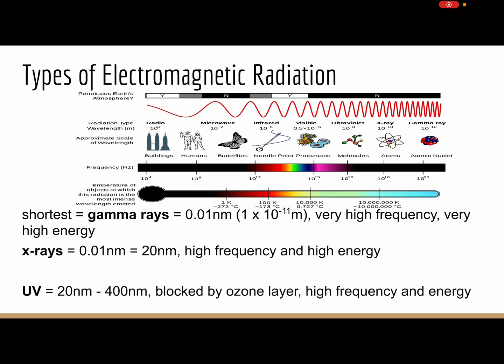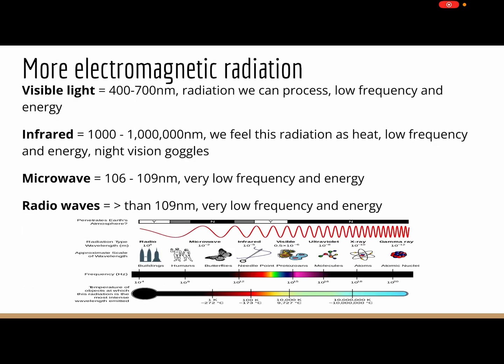That's why doctors don't like you to have a ton of X-rays done over and over and over again in a short period of time. It's because that's a lot of energy that your body is taking in, and a lot of energy that your cells are dealing with that can mess up your genetic information. UV is 20 nanometers to 400 nanometers. So it's blocked a lot by the ozone layer, but not all of it is. And then it has a very high frequency and energy. Again, we know ultraviolet light is not good for you, can cause skin cancer. And so we have to be really careful with that.